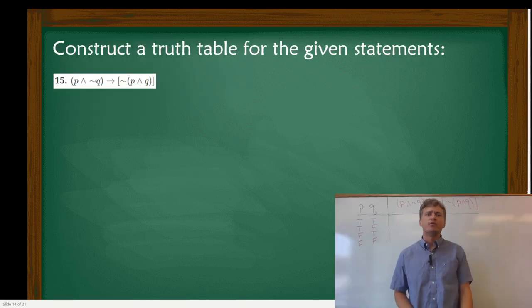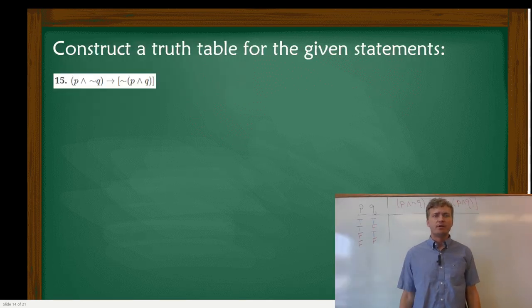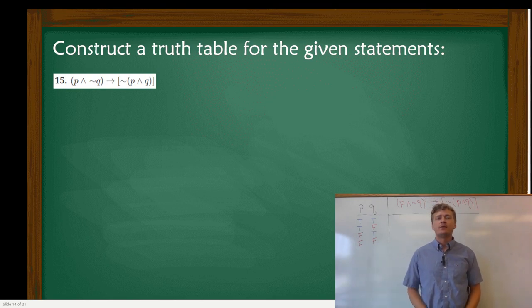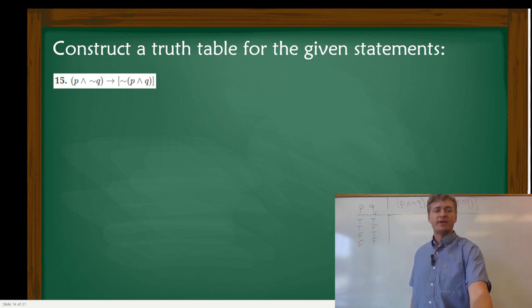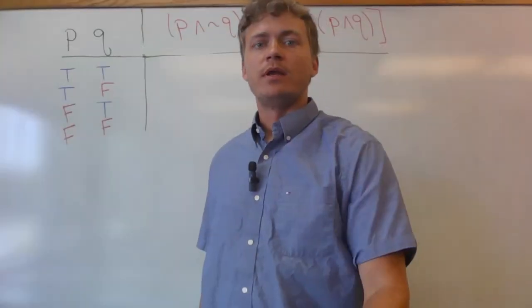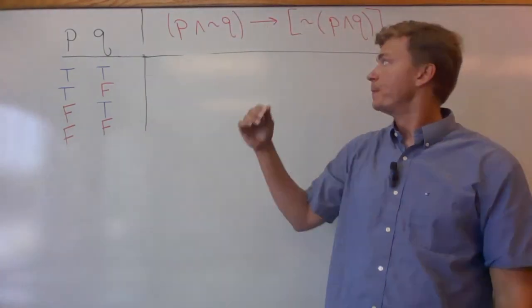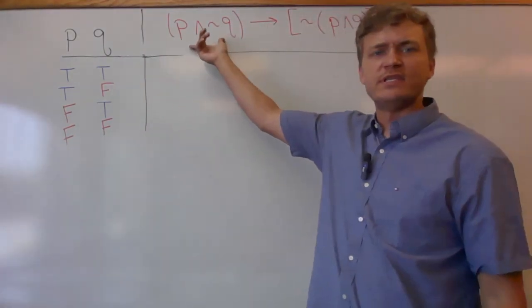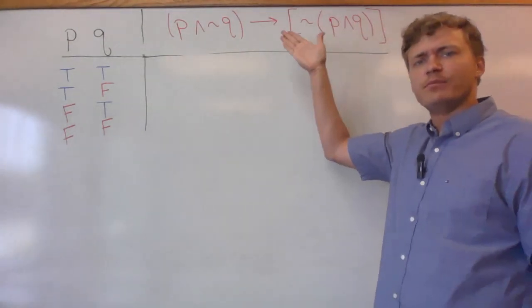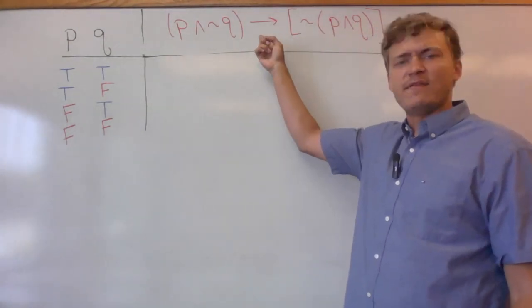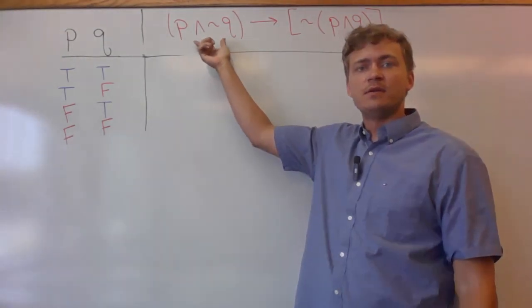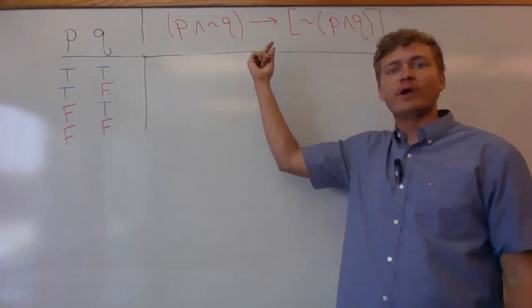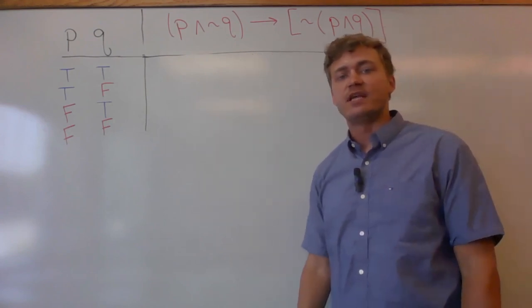We'll look to construct a table for the given statements. First example here, number 15, P and not Q implies the negation of P and Q. So we'll go to the full screen here as you write down the problem. And again, we have it listed to the right side. Keep in mind that we have some parentheses and some grouping symbols over here, and we have that in the middle. So that seems to be what we're going to end on. So we need to determine this, and then we can bring them together using our conditional statement.